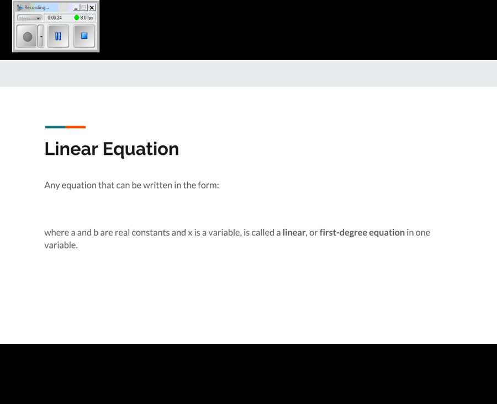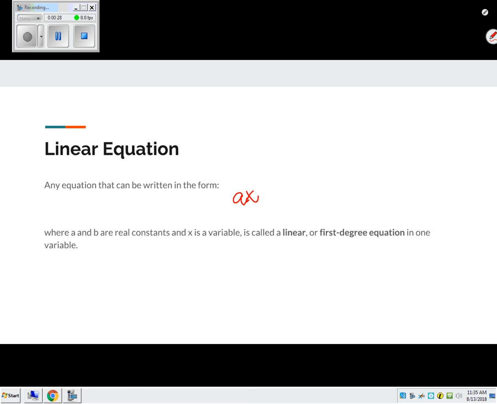A linear equation is going to be anything that can be written in the form ax plus b equals 0. I know a lot of times you're used to seeing that a as, feel free to substitute that in if you need to. But a and b are going to be real constants, and we're going to call this a linear equation or first degree equation, first degree polynomial. All will be fair game for me to call.